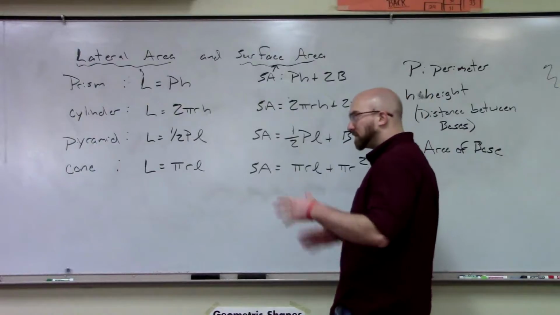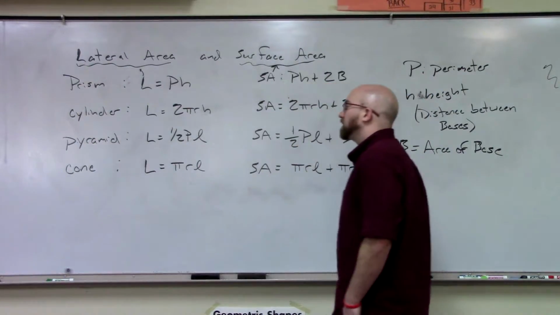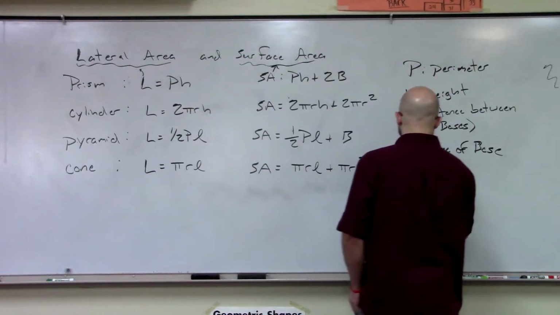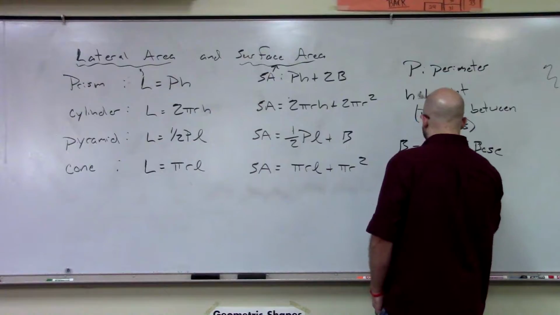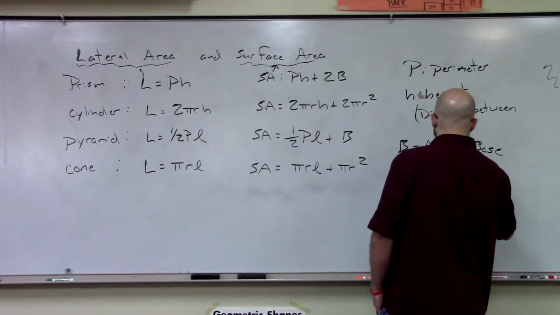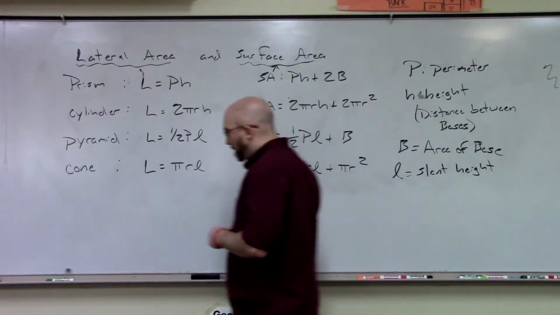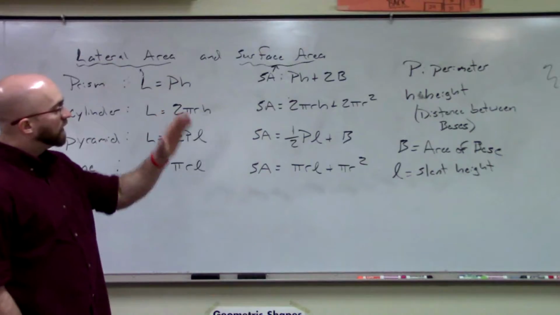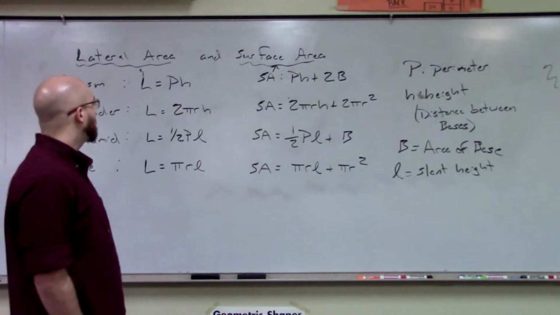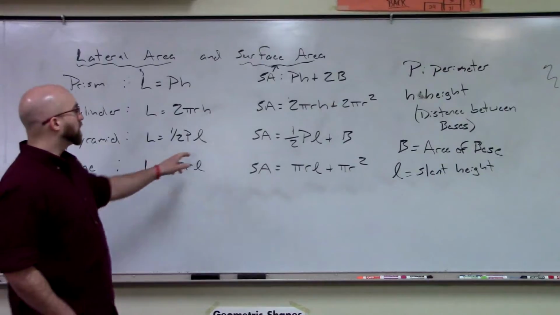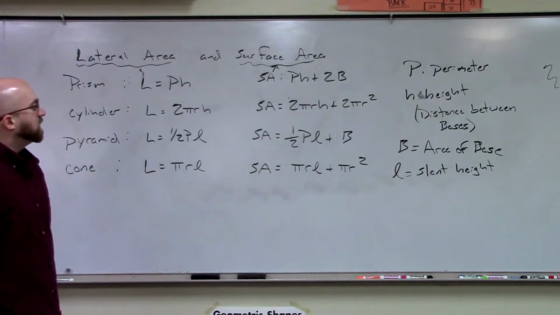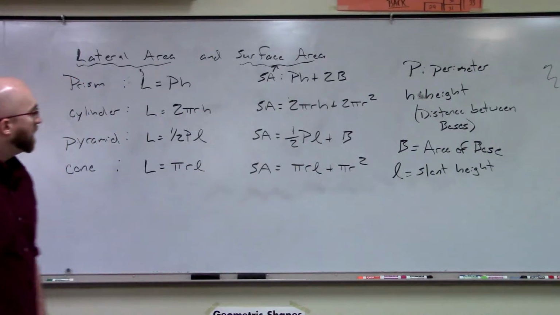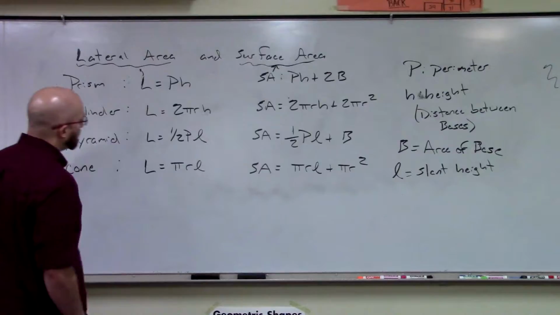Pyramid. Funny looking shape. Lateral area is 1/2 p times l, where l is slant height. Okay? That's the side of our pyramid, or side of our cone. I'm going to go over some examples of what that looks like too. Again, that's lowercase l. Surface area is 1/2 perimeter times l plus B, the area of the base of the pyramid.